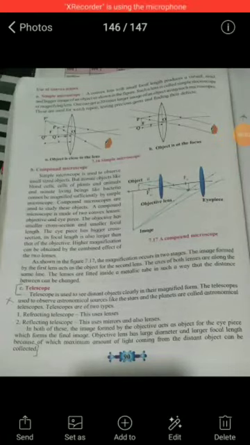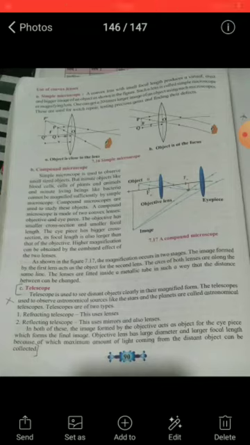Last lecture we studied defects of vision and their corrections, and the uses of concave lens. Today we will see our next point, that is the use of the convex lens. We have to see where convex lenses are used in this topic.